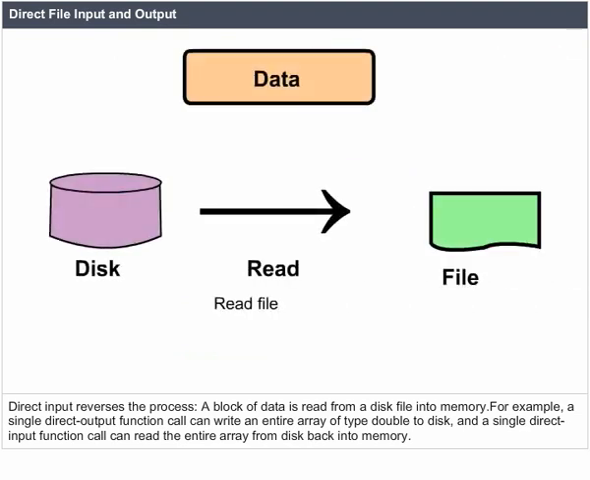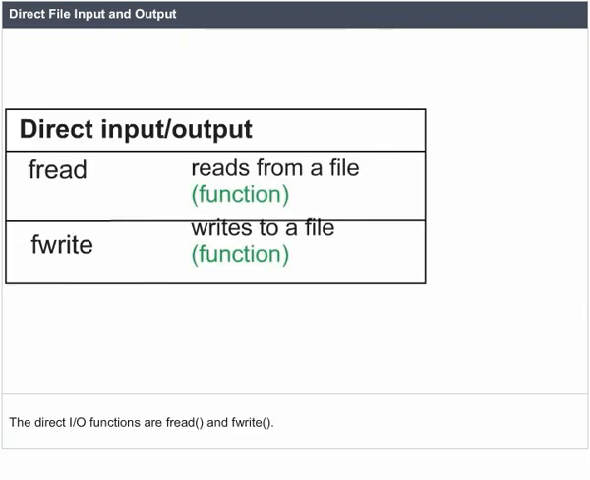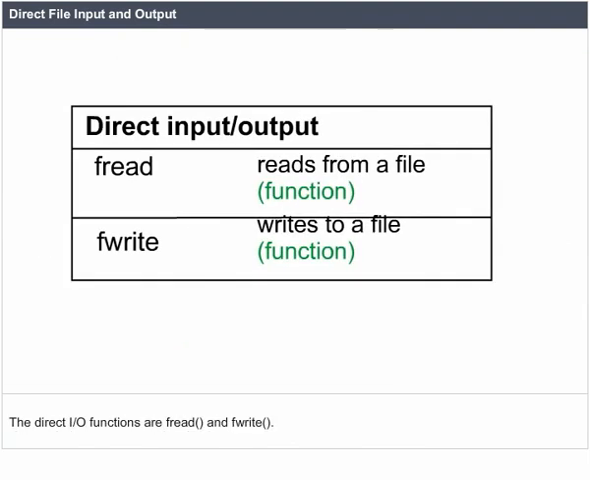A block of data is read from a disk file into memory. For example, a single direct output function call can write an entire array of type double to disk, and a single direct input function call can read the entire array from disk back into memory. The direct input-output functions are called fread and fwrite.